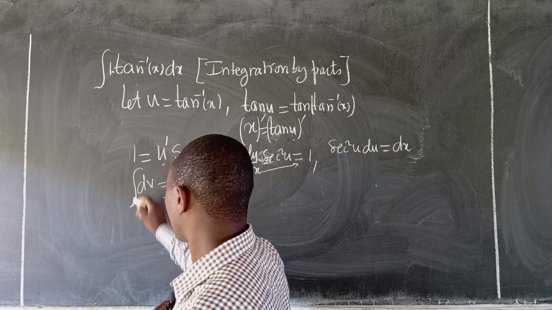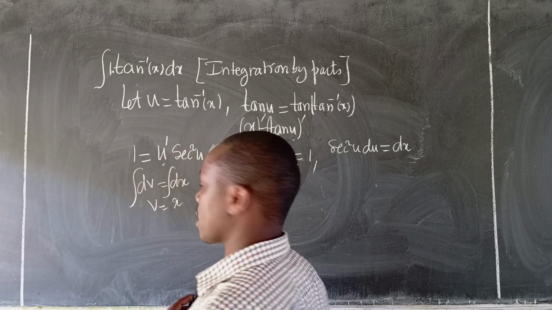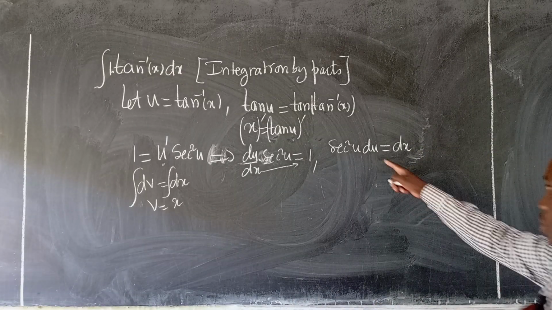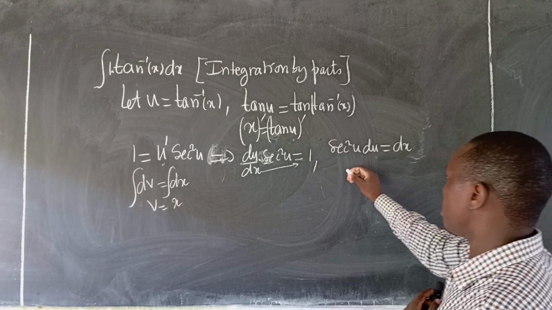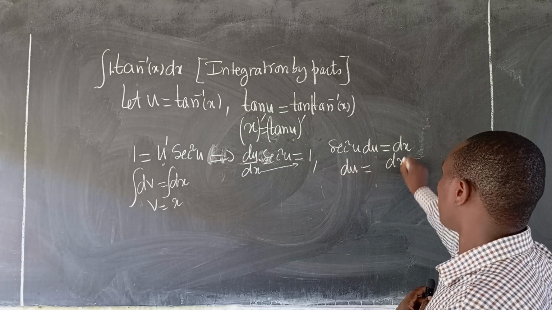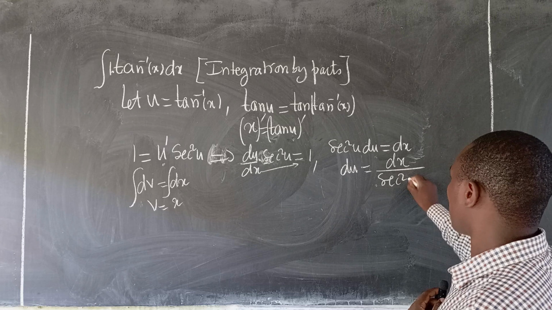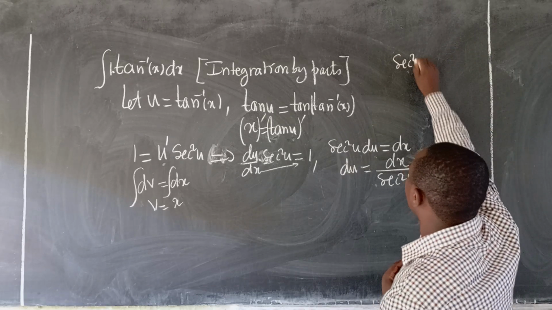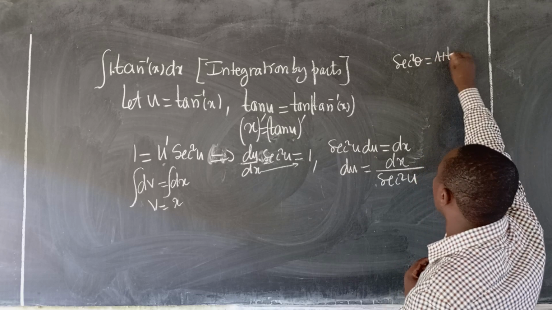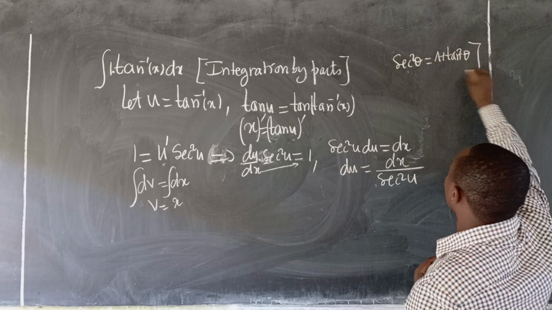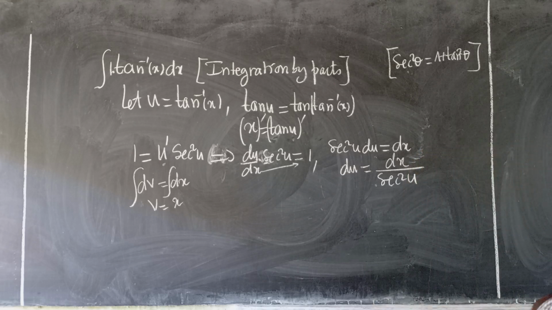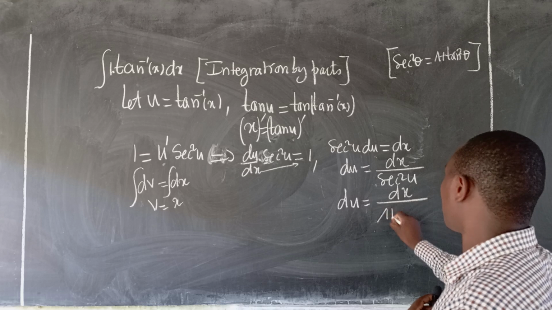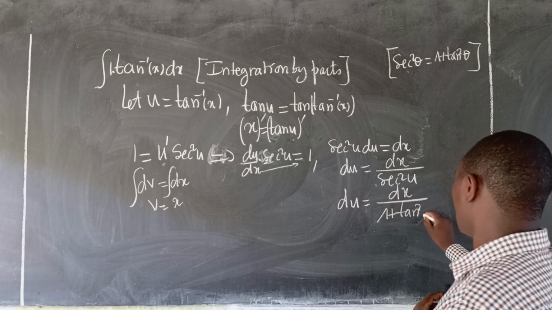Integrating both sides, we have v equal to x. Remember that here we omit the constant of integration. And du will be dx over sec squared u. We know sec squared theta is 1 plus tan squared theta, so du will be dx over 1 plus tan squared u.